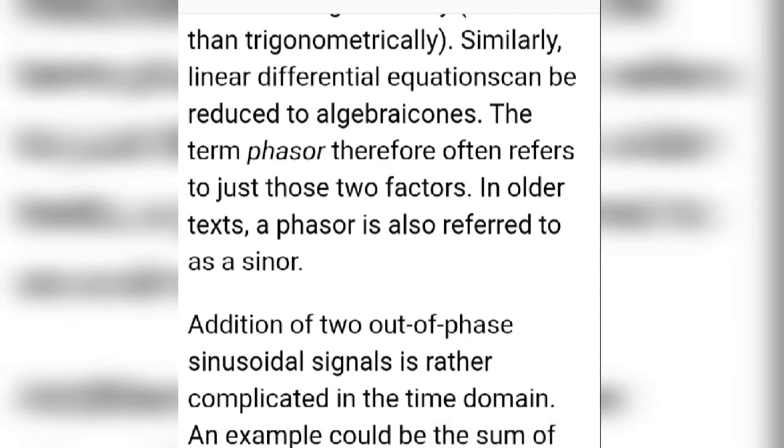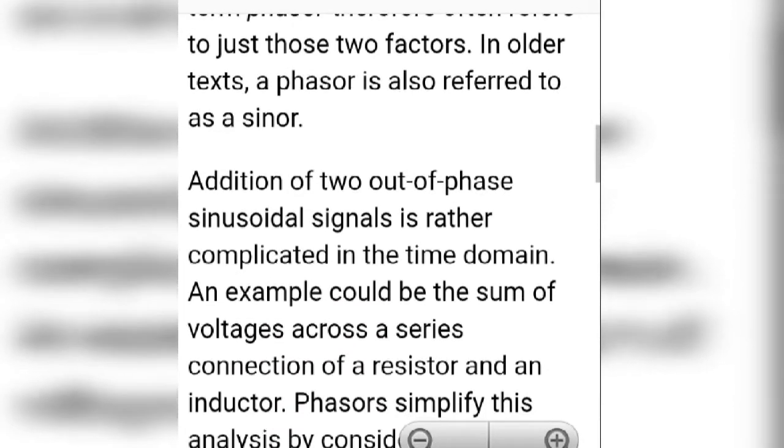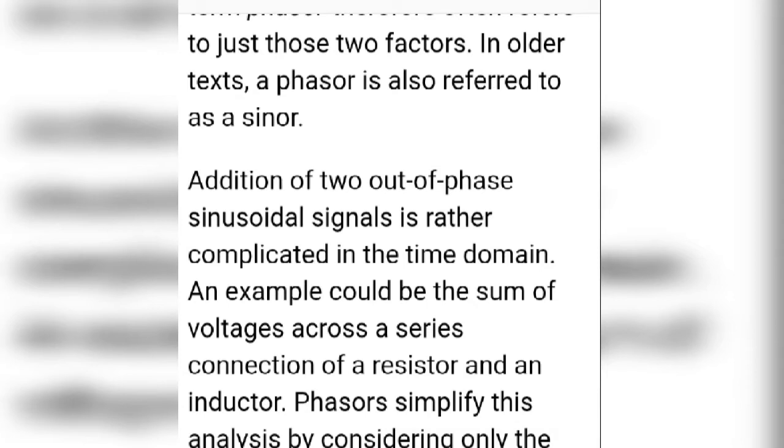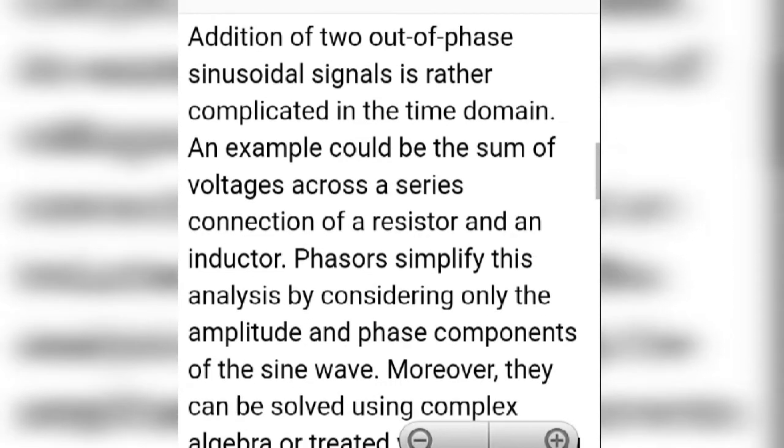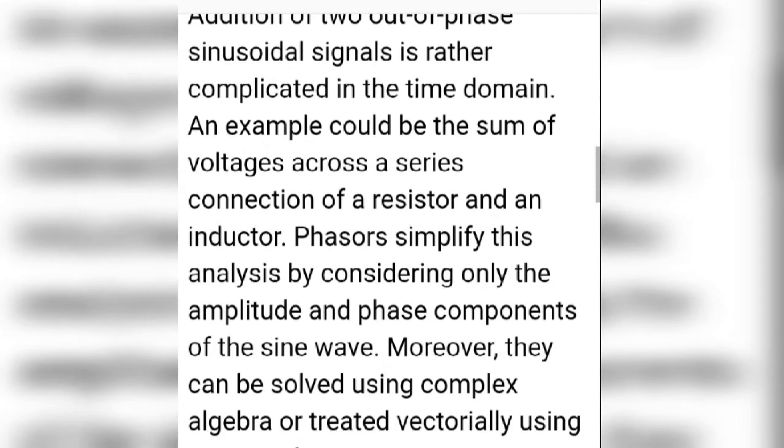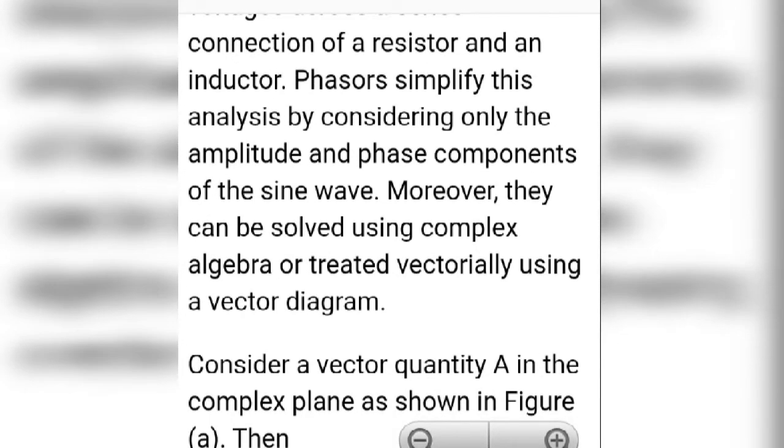A phasor is also referred to as a simple addition of two sinusoidal signals that is otherwise rather complicated in the time domain. An example could be the sum of a voltage across the series connection of a resistance and an inductor. Phasors simplify this analysis by considering only the amplitude and the phase component of a sine wave. Moreover, they can be solved using complex algebra or treated graphically using a vector diagram.